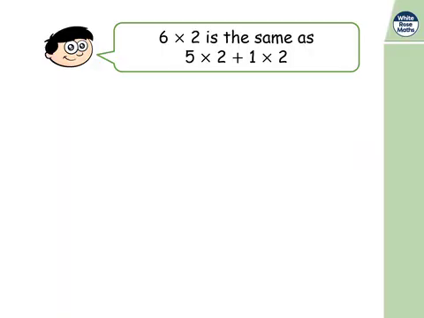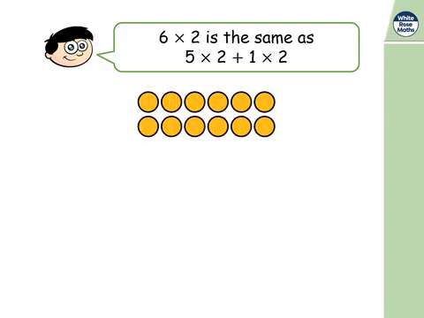Wow! Dexter's noticed something. He says 6 times 2 is the same as 5 times 2 plus 1 times 2. Is it, Dexter? Can you show us what you mean? I can see 6 times 2, or 6 groups of 2. But I can't see 5 times 2 plus 1 times 2. Now I can. There's still 6 times 2 there, but I can see 5 times 2 with the yellow counters and 1 times 2 with the red counters. That's really nice, Dexter. Well noticed.